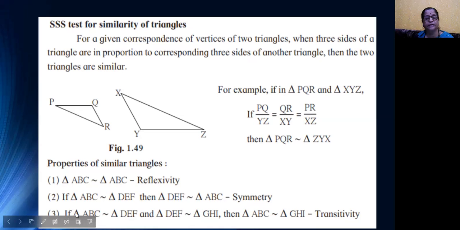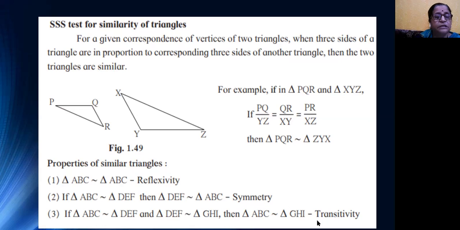The third property involves three triangles taken for comparison: ABC, DEF, and GHI. The first pair is triangle ABC similar to triangle DEF, and triangle DEF similar to triangle GHI. Then automatically the first triangle will be similar to the third triangle. That is, triangle ABC is similar to triangle GHI, and this property is called transitivity.